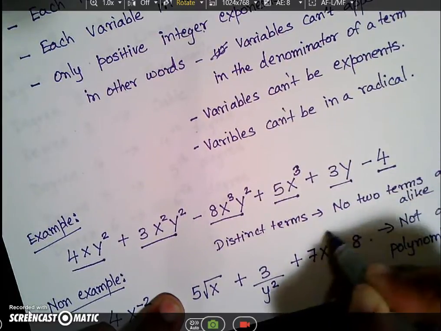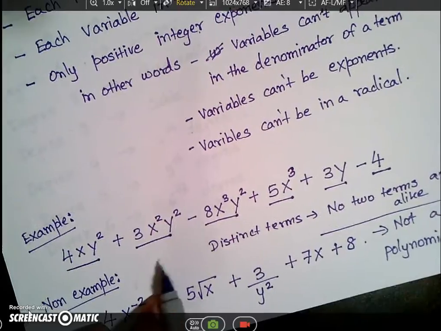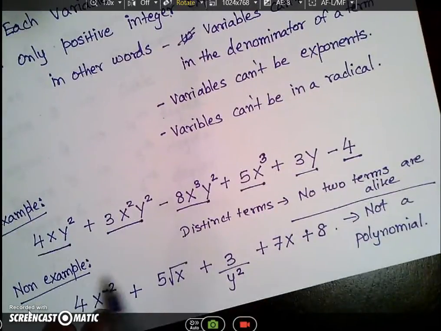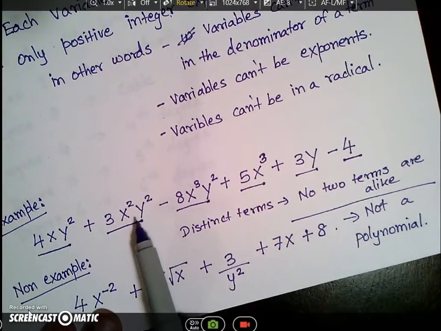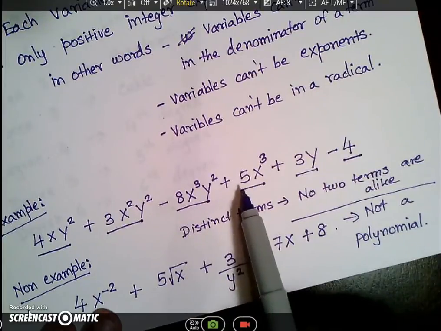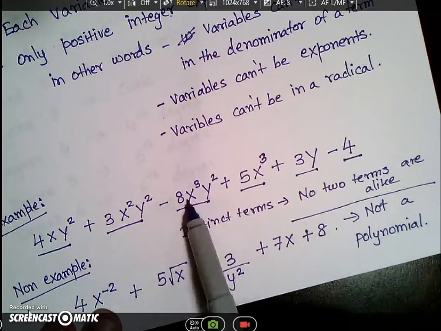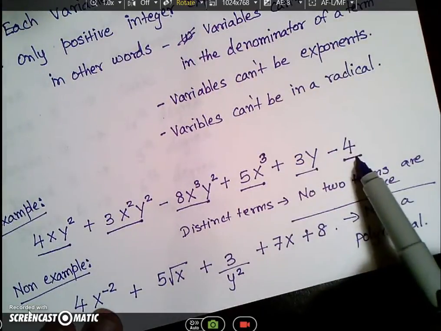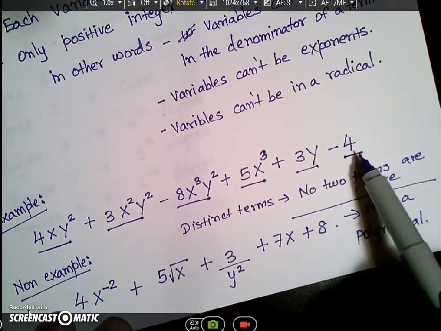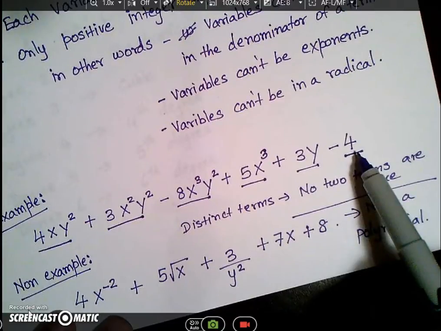Meaning no 2 terms have the same combination of your variables. So this is xy square, this is x square y square, x cubed y square, x cubed y, and 4. So all these numbers are coefficients. This is a constant term, just like in your algebraic expression. This is a constant term.